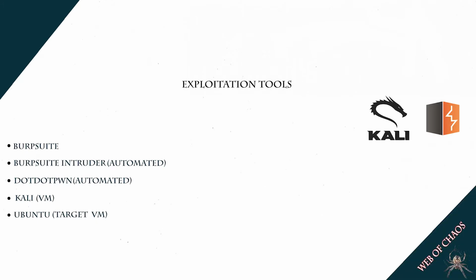In this slide I'll be going over tools we'll be using. The main tool we'll be using is called Burp Suite, which is a web interception proxy. Burp Suite Intruder, which is a tool for automating payloads. .pwn, which is an automated script to find local file inclusion vulnerabilities. Kali Linux, which is our attacking VM. Ubuntu, which is our target VM.